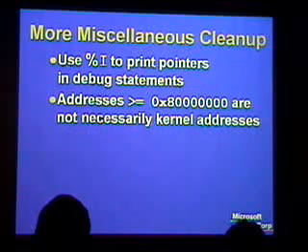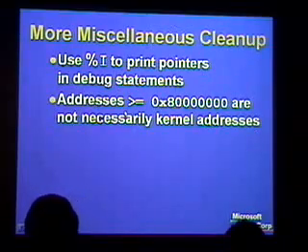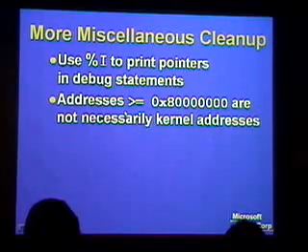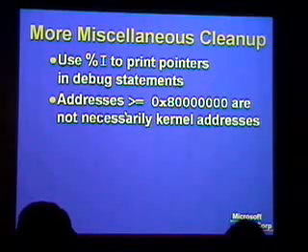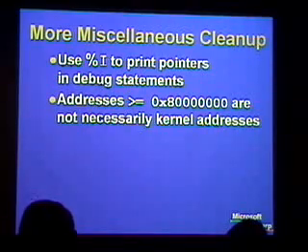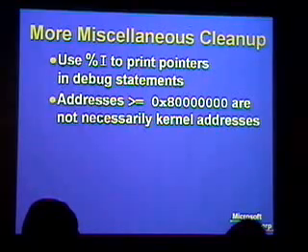If you want to print 64-bit values, use %I. Also note that in a 64-bit system, any address greater than 0x80000000 is not necessarily a kernel address. This is only true for x86 32-bit systems. So you should use the appropriate macros that are defined in the DDK to check whether an address is a kernel address or not.